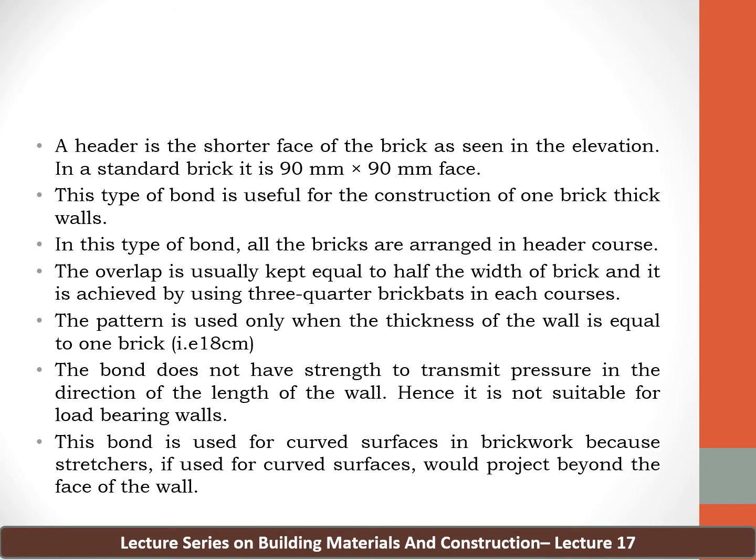So in case of header bond, it is the shorter face of the brick as seen in the elevation. In the standard brick, it is the 90 mm by 90 mm face, that is 9 cm by 9 cm. This type of bond is useful for the construction of one brick thick wall. And in this case, all the bricks are laid in the header course. The overlap is usually kept equal to half the width of the brick. And the bond does not have strength to transmit the pressure.